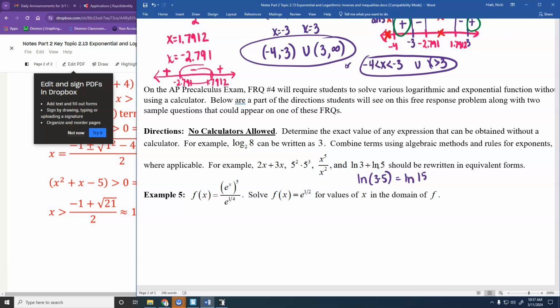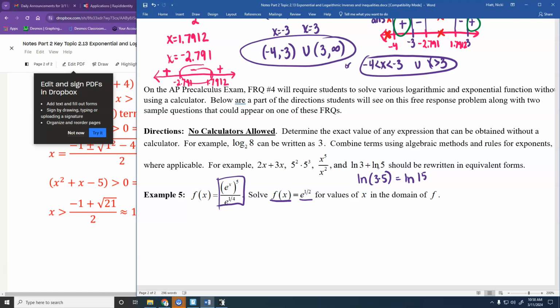Okay, so this one is the solving equations, and these rules for simplifying apply. It says f of x equals this. We're going to solve f of x equals e to the 1/2 for values of x in the domain of f. So they didn't set this up like an equation, but they say solve f of x equals e to the 1/2. F of x is this stuff right here.